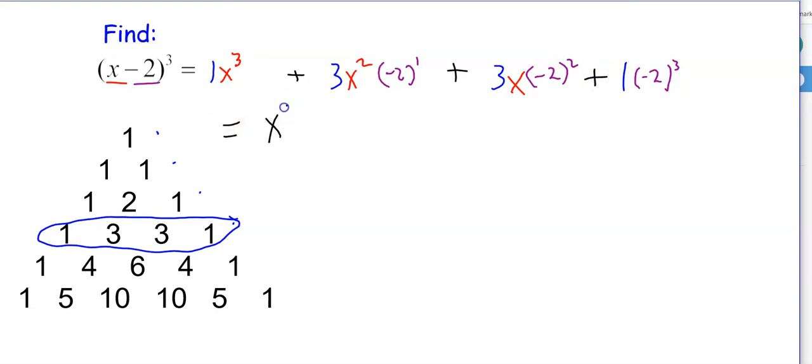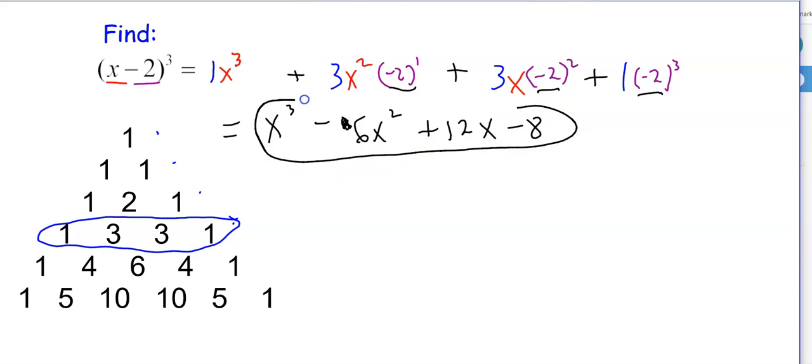So the final answer would be x cubed. Negative 2 would make this term negative, so minus, not 3, minus 6x squared. A negative squared is positive, that's a positive 4. 3 times 4 is 12, so plus 12x. Negative 2 to odd powers is negative, so that's negative 8. So 1 times negative 8 is minus 8. So that is the expansion.